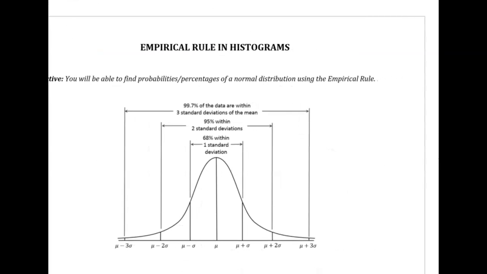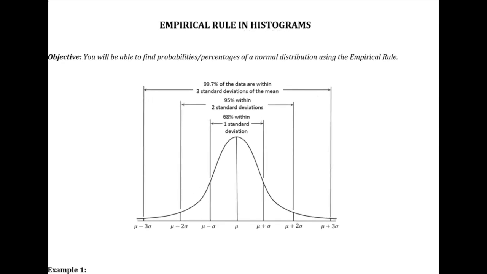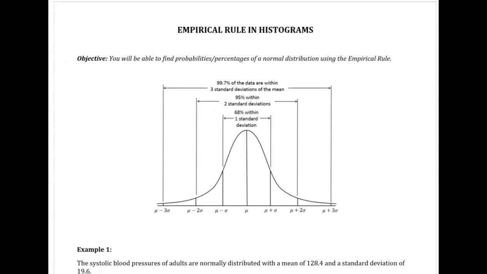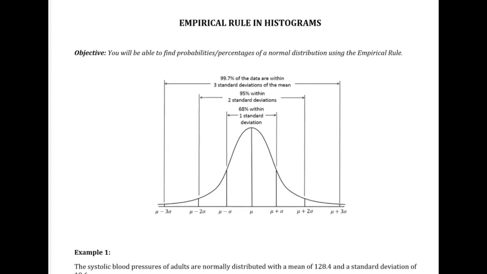Hello. Today we're talking about the empirical rule in histograms. So we'll be able to find probabilities and percentages of a normal distribution using the empirical rule. So this may look familiar. You did learn it in FST, but I don't believe it was actually called the empirical rule.